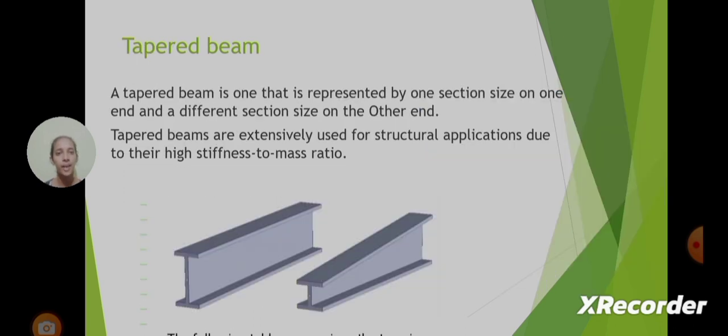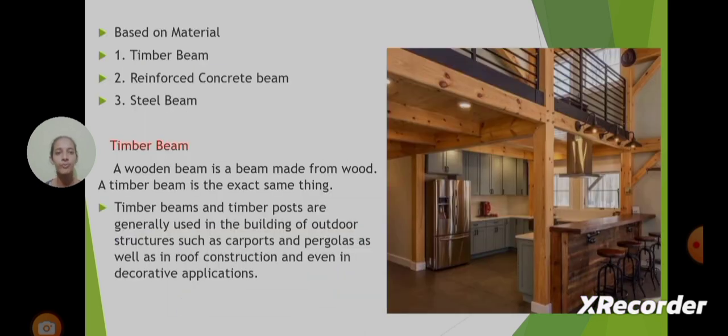Tapered beam. A tapered beam is one that is represented by a section size on one end and a different section size on the other end. Tapered beams are extensively used for structural applications due to their high fitness to mass ratio.